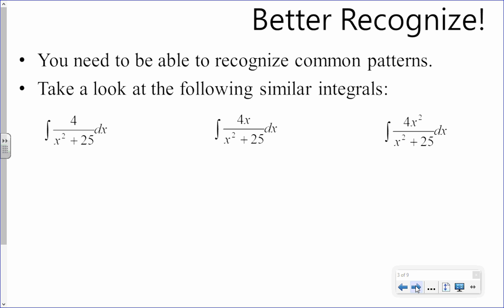Okay, we're going to do these 4 examples. 3 that have the number 4 in it. You see how they all look very similar, but they're all confusing. Okay? 4 over blah, blah, blah, 4x over blah, blah, blah, 4x squared over blah, blah, blah. Okay? So let's start with 4 over x squared plus 25. Does that follow a pattern that we know?